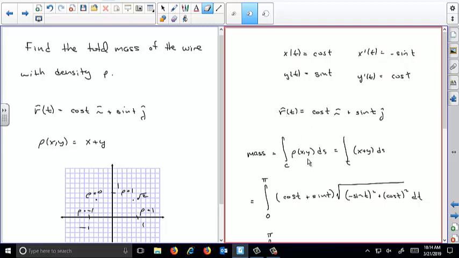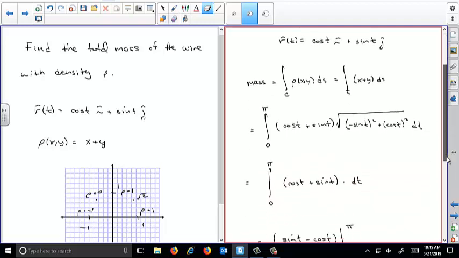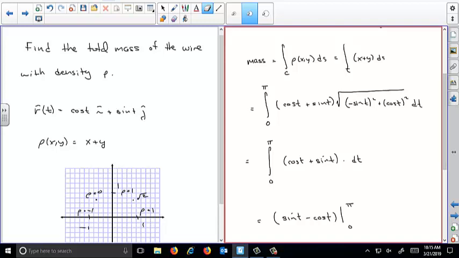The density is x plus y, but this is x and this is y. So we're going to put in, for x we're going to put in cosine t, for y we put in sine t. To do the ds part, in terms of this parameter t, you take x prime of t squared plus y prime of t squared. And you see what happens in the square root is you get sine squared plus cosine squared, and that is equal to 1. So this just becomes 1.